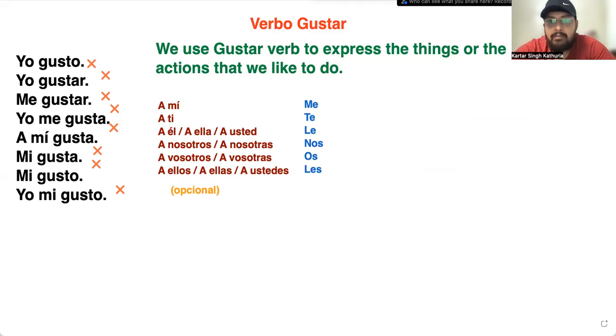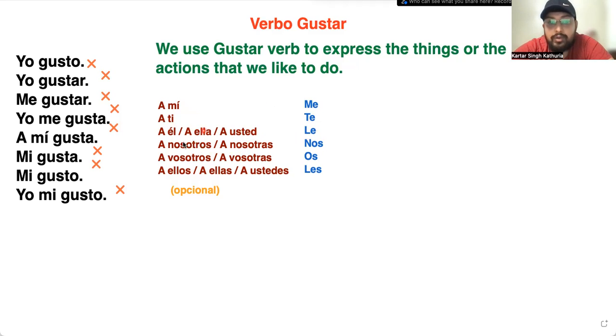Okay. So when I like to do any action, I would say me or a mí me. We never use yo me, yo gusta, no. And if you are liking any action or anything, a ti te, or you can just use te. If I use le only, it means I'm talking about either him, her, or you, formal, right? That's why it's required to specify who is liking, who likes to do what action.